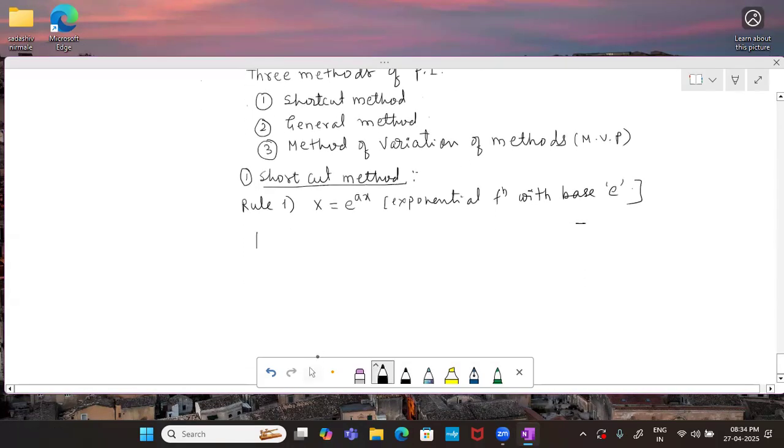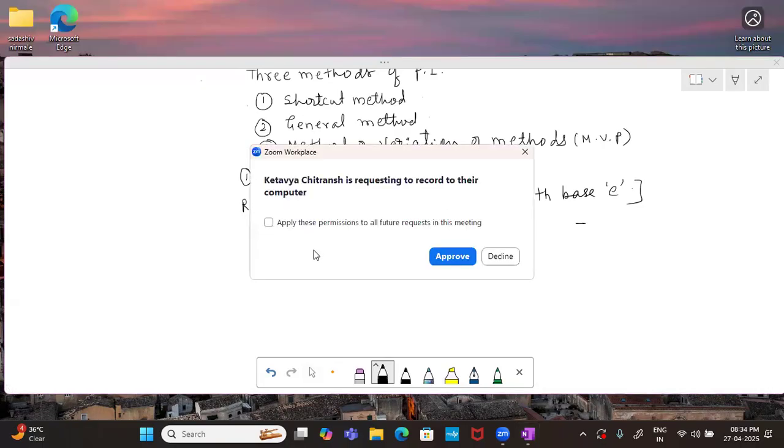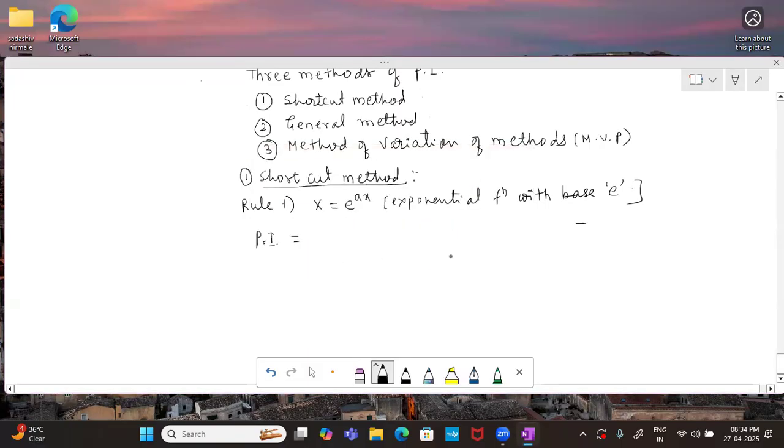And PI will be given by PI is equal to 1 upon f of D, capital X. What is capital X? Capital X is e raised to x. And now the working rule is shortcut, which means we just find the PI by applying the formula. That is called the shortcut method.